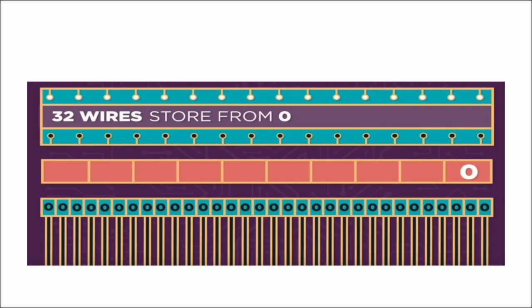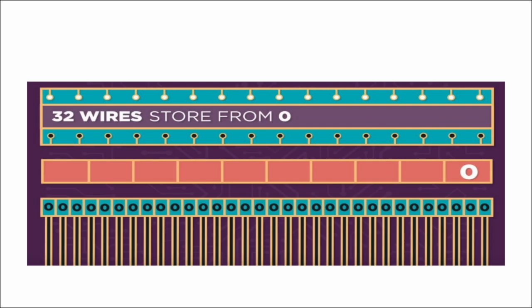Okay, so if you have 3 wires, this is the maximum number, all 3 are ones. So this is 2 power 0, 2 power 1, 2 square. Since these are all ones, you can just add them, and you will get 7. Now let's look at 4 wires. If you add all these, what will you get? 15. 8 plus 4 is 12, 12 plus 2 is 14, 14 plus 1 is 15.